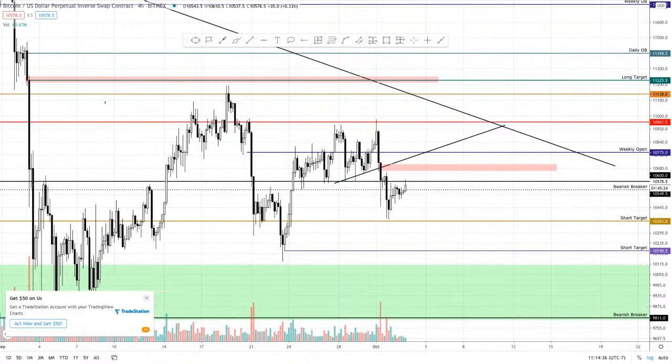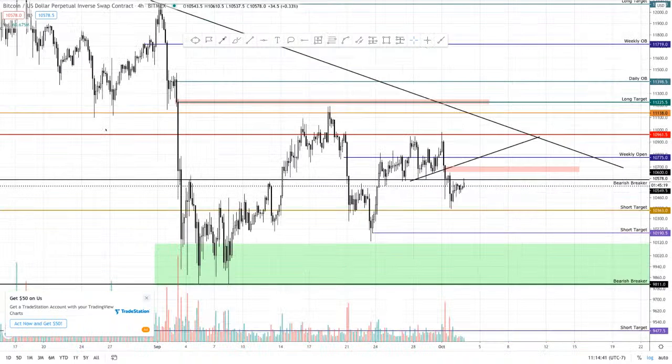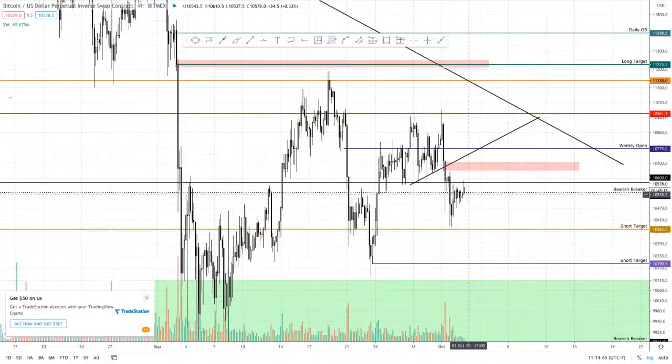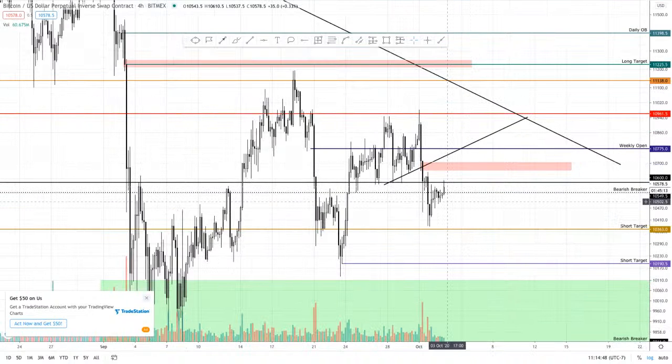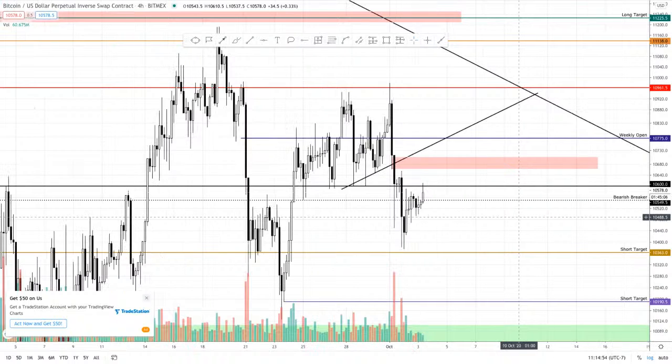So right now we're above this bearish breaker. This bearish breaker is like the halfway point. If we're above it, we long. If we're below it, we short, which is why it's called a bearish breaker. So below it, I'm looking for shorts. Above it, I'm looking for longs.